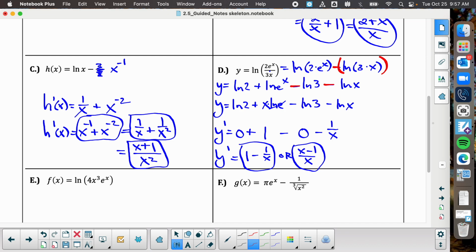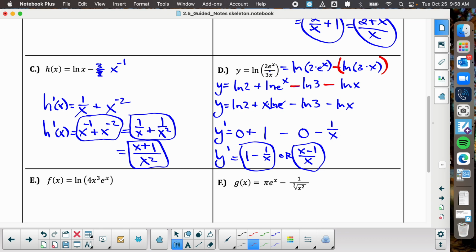And then these seem strange, but ln of 2 is just a number, so its derivative is 0. ln of 3 is also just a number, so its derivative is 0. ln x has a derivative of 1. It's just 1 minus 1. As soon as I write y prime, that means I did the derivative. And so it's just some number.